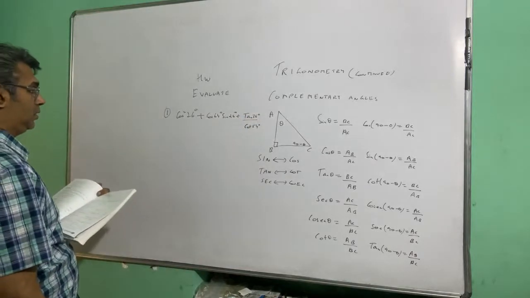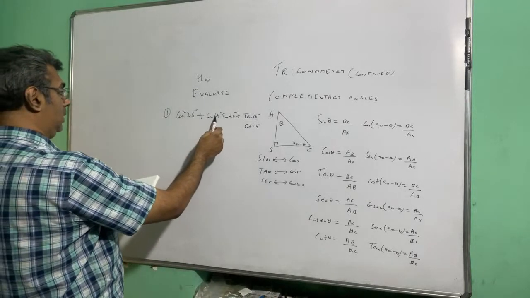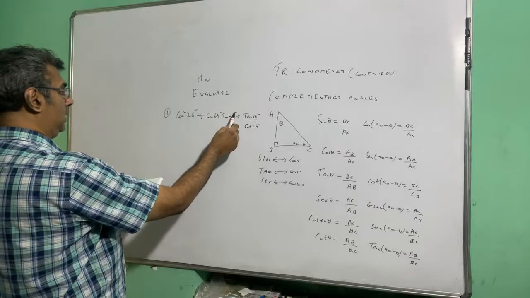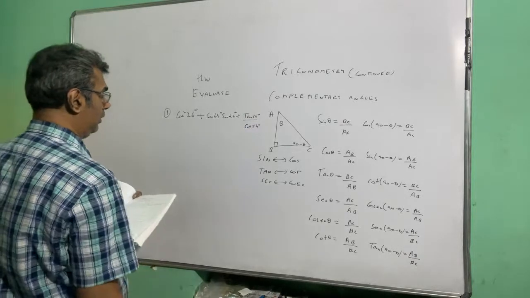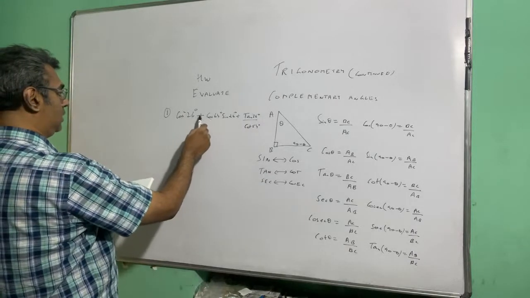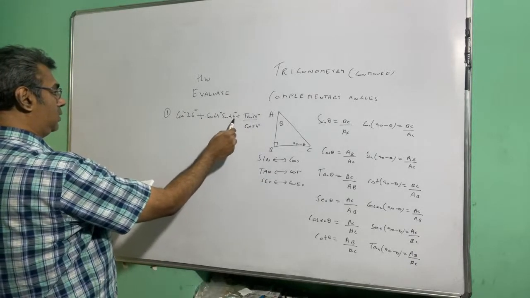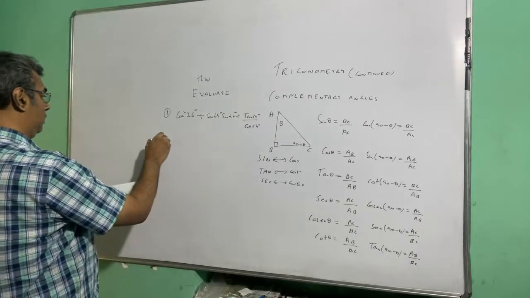So the first question is cos square 26 degree plus cos 64 degree into sin 26 degree plus tan 36 degree by cot 54 degree. So this is question number 1.